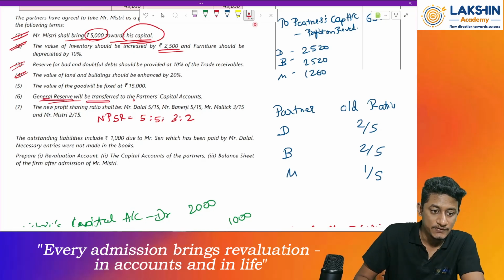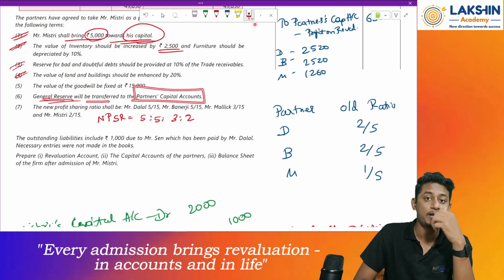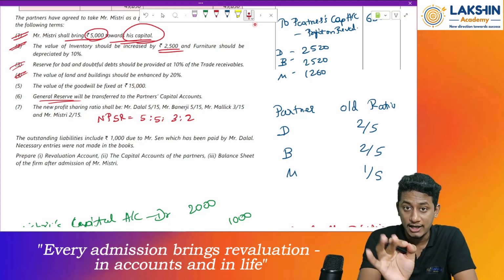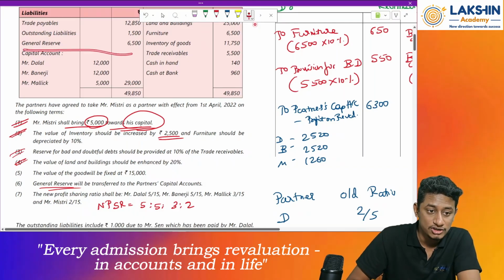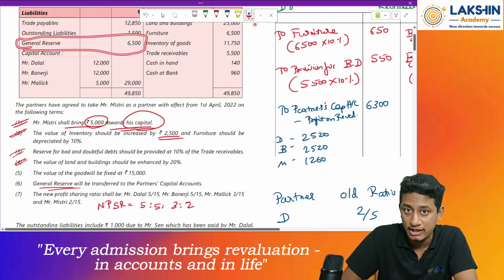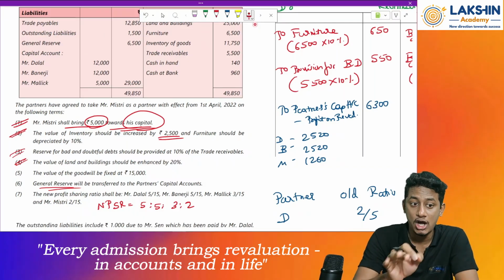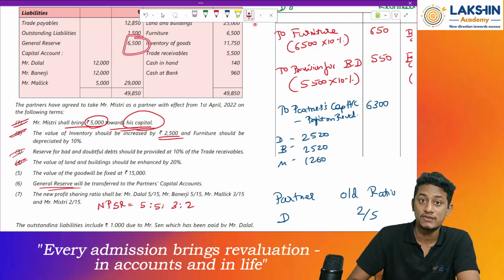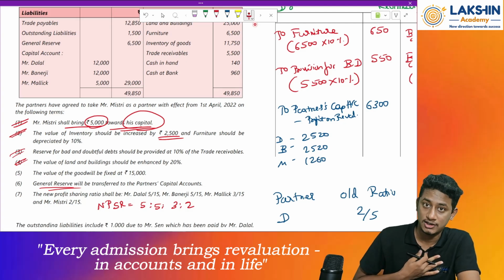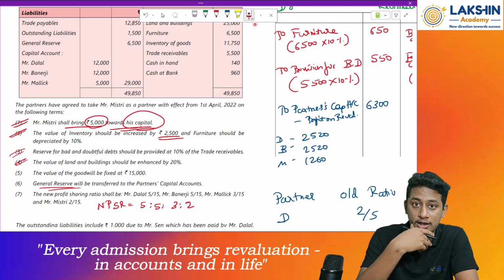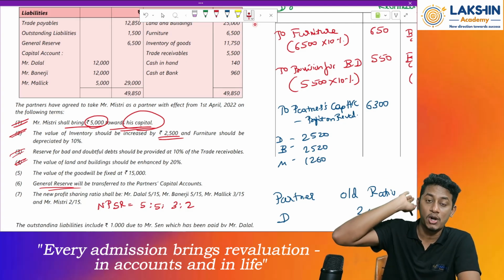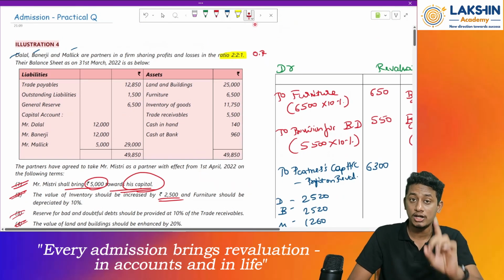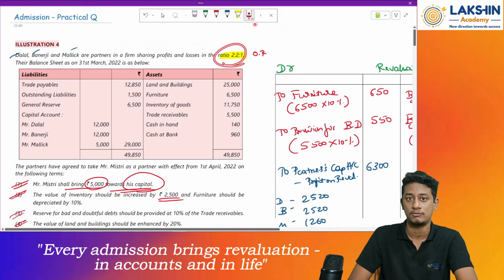General reserves will be transferred to partner's capital account. Okay. To which partner's capital account? I have told you before. Only old partners' capital accounts. Why? Because whatever reserves you see over here belong to old partners, because they have been running the firm for so long, right? So whatever reserves were there were accumulated because of their own efforts. So why should I give a share to the new partner? He is coming in today. Why should I give him the profits of the old years? I won't give him. I will give this whole amount to the old partners, in the old ratio.